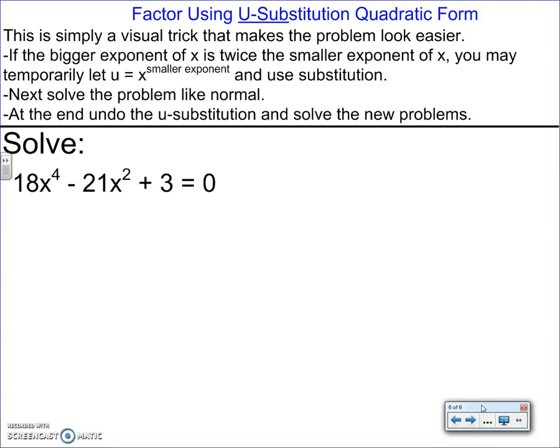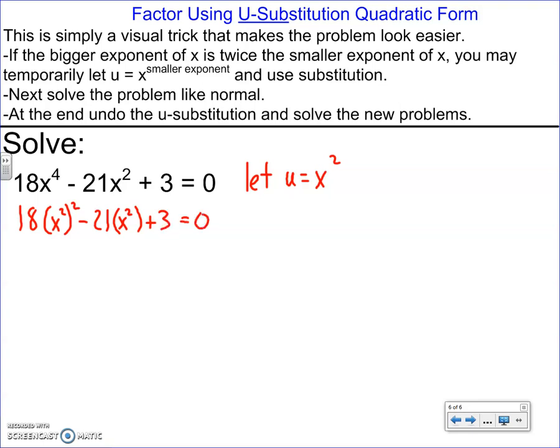So right now we have a quartic equation: x to the 4th power, x squared, and no x. If you notice, x to the 4th is double x squared. So I'm going to say, well, let's let u equal x squared. And let me actually write this one more time for you. If you know your exponent rules, this is x squared squared. This is x squared to the first. If I'm going to change x squared into u, then I'm really saying this is 18 times u squared minus 21 times u plus 3. So my problem that looked like I had a 4th power is now quadratic.